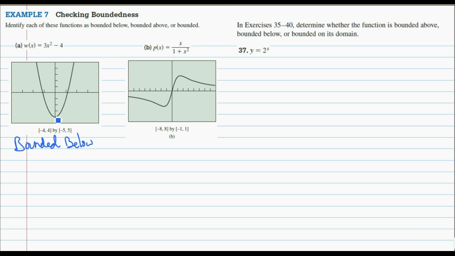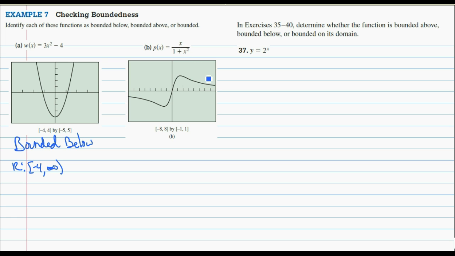As a matter of fact, its range, let's see, the y values the function starts outputting are at -4 to positive infinity. So I can see that the graph does not go down past -4. It does not go down to negative infinity.